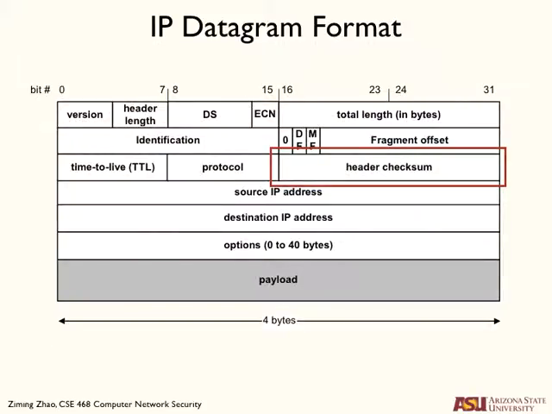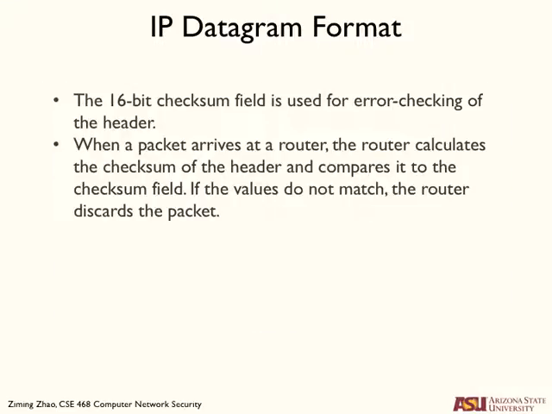Another field is the header checksum, which is a checksum of the total header. This should be easy to understand, but also very interesting. When a packet arrives at a router, the router will calculate the checksum and compare it. If the values do not match, the router should discard this packet because something is wrong.